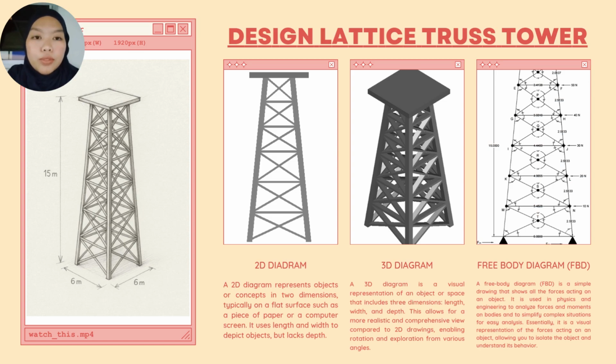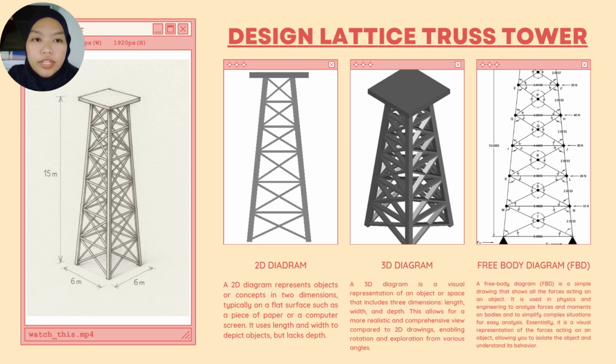Next to it, the middle one is a 3D diagram. Same, we are using AutoCAD software. The 3D diagram is a visual representation of an object or space that includes three dimensions: length, width, and depth. This allows for a more realistic and comprehensive view compared to a 2D drawing, and enables rotation and exploration from various angles.